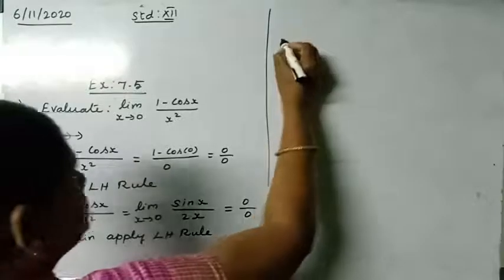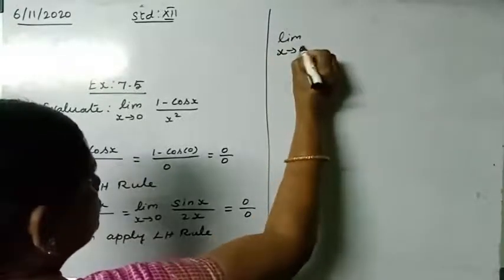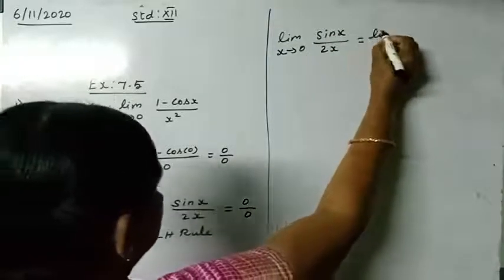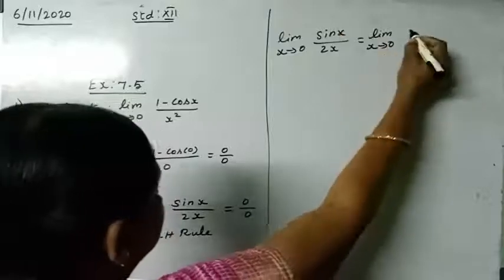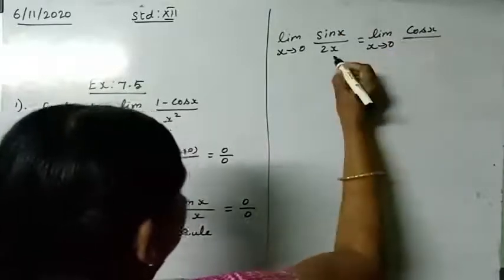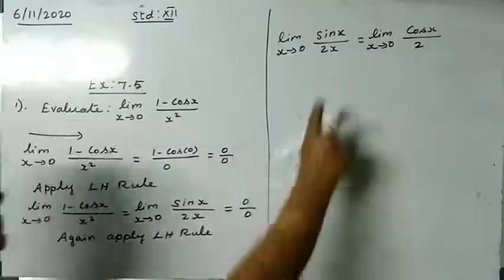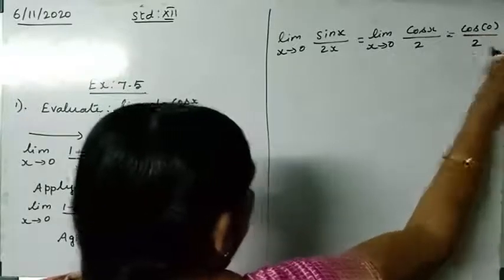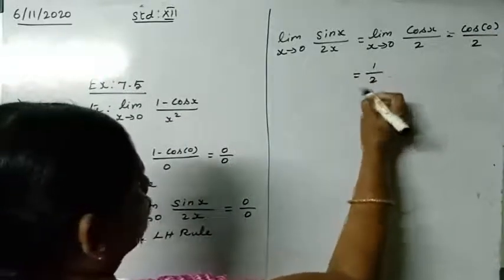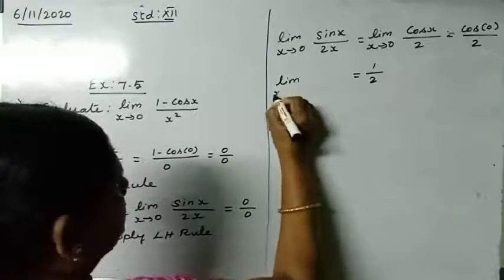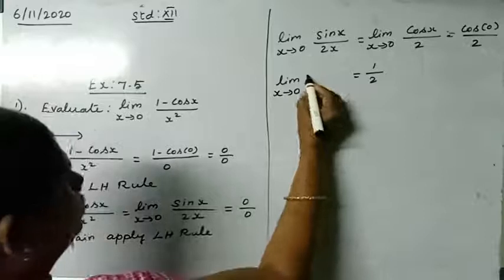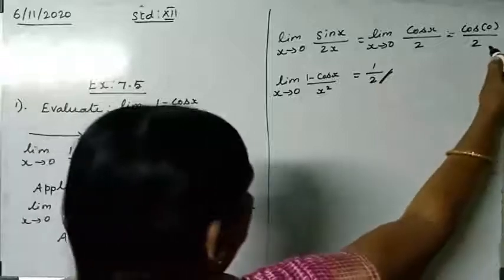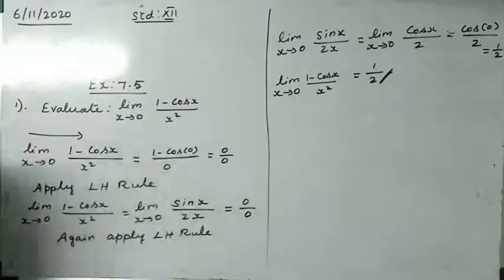So what is in the left-hand side now? Limit x tends to 0, sin x divided by 2x. So this is equal to limit x tends to 0, sin x differentiated gives cos x, divided by 2x differentiated gives 2. Now substitute this limit: cos 0 divided by 2. So cos 0 is 1, so 1 by 2 is the answer. So limit x tends to 0, 1 minus cos x by x square is equal to 1 by 2. Here write one more time 1 by 2. So this is the answer.